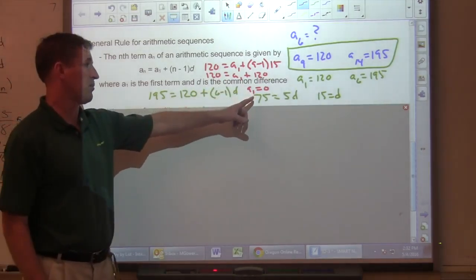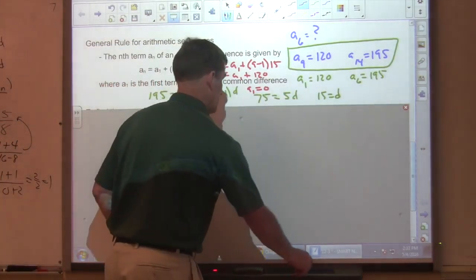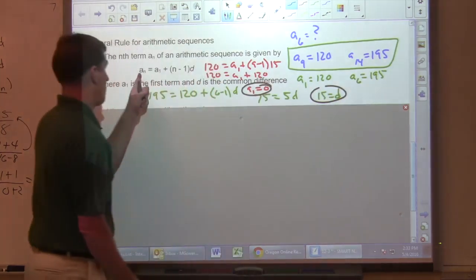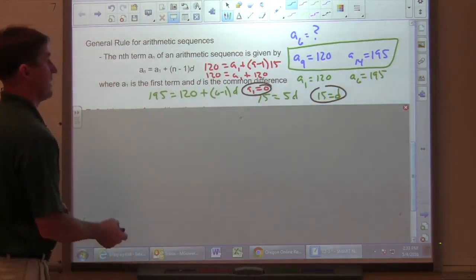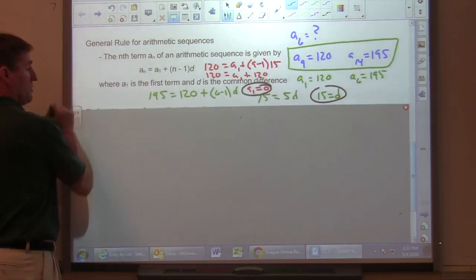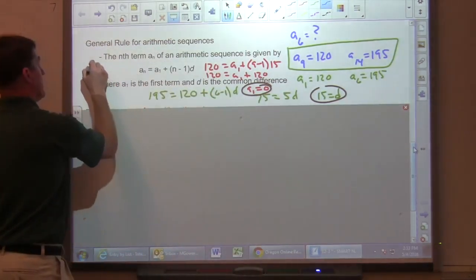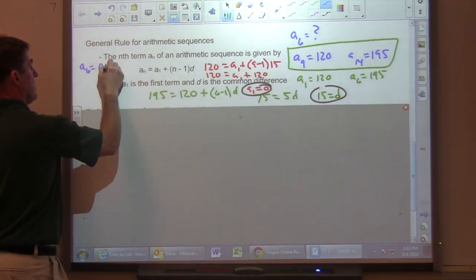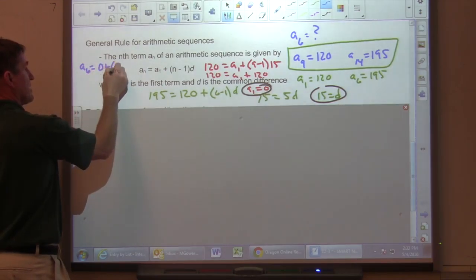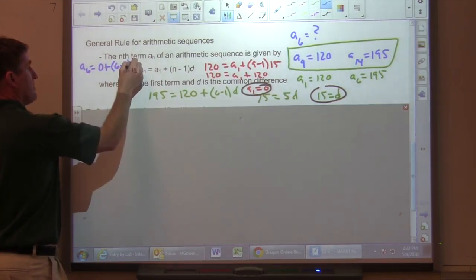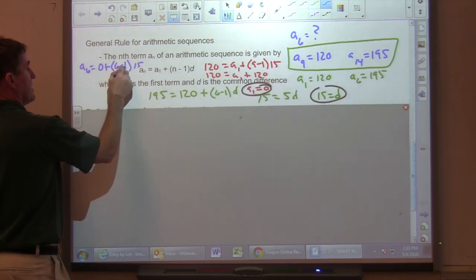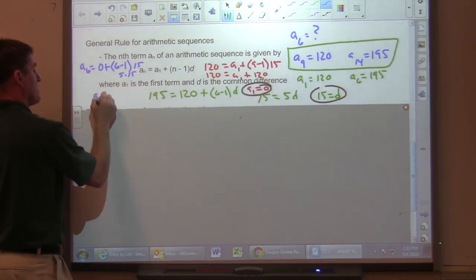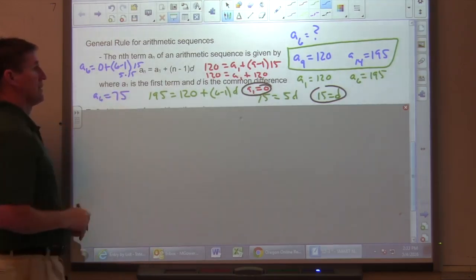So now that we know a sub 1 and d, we can go back to this formula and plug it in to find a sub 6. So let's do that in blue. A sub 6 equals a sub 1, which is 0, plus n, which is 6, minus 1 times d, which is 15. 6 minus 1 is 5. 5 times 15 is a sub 6 equals 75.